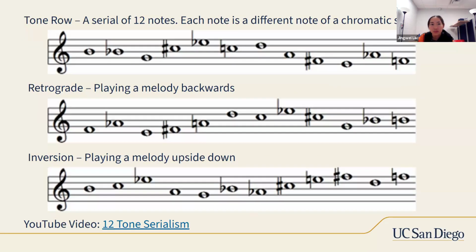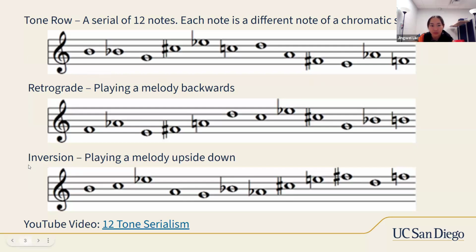So here is an example. This is a tone roll defined as a series of 12 notes. Each note is a different note of the chromatic scale. So here, the 12 notes appear equally often, each only used once in this tone roll. And retrograde means to play the music backwards, where we play this tone roll from the end backwards to the beginning. So this is the retrograde. We simply reverse this tone roll.